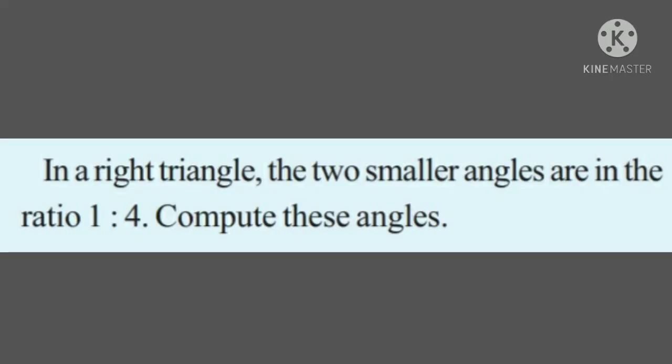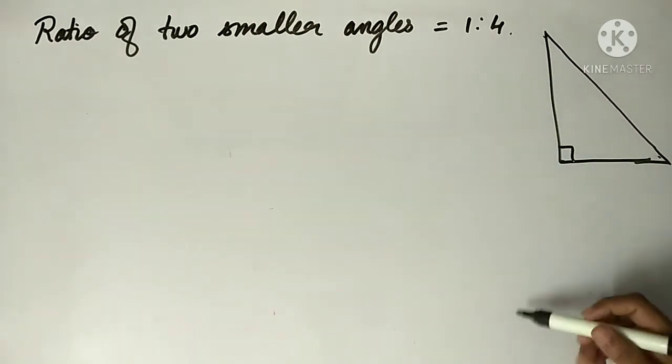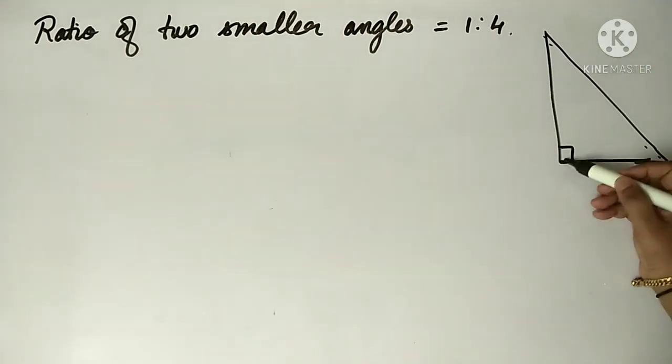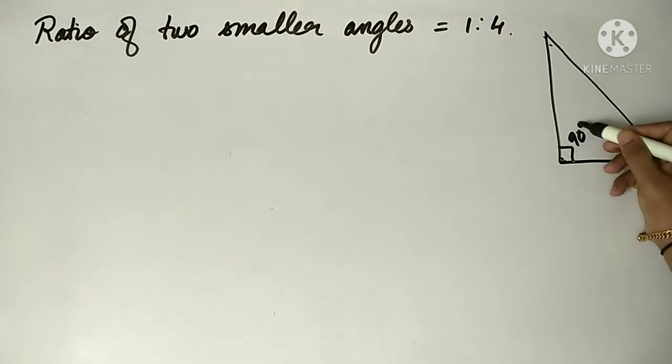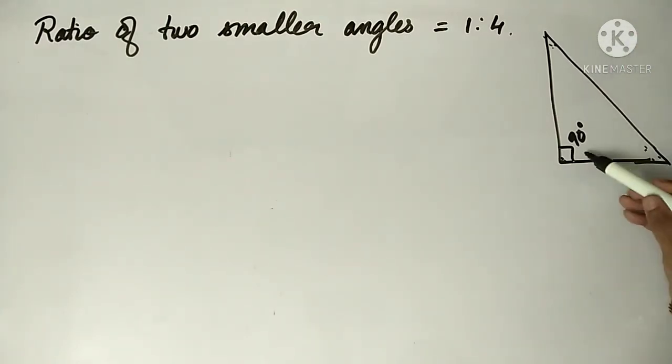Next question. In a right triangle, the two smaller angles are in the ratio 1:4. Compute these angles. According to the question, in a right triangle, the two smaller angles are in the ratio 1:4. We have to compute these angles. For the right angle, we know this angle is 90 degree and these two angles we have to find. For the triangle, we know the sum of the angles gives 180 degree. So, how will we find the sum of these two angles? We can subtract 90 degree from 180 degree to get these two angles.